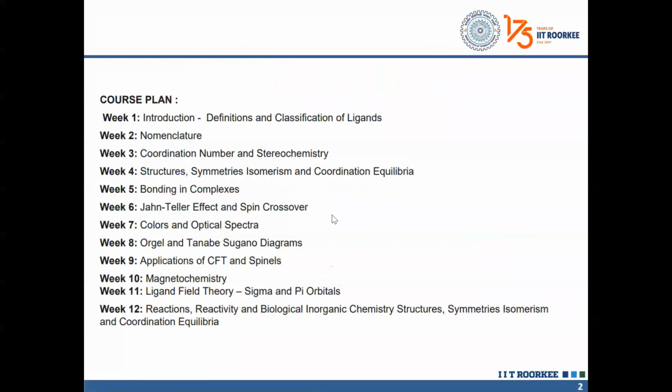The content of week 8 is related to Orgel and Tanabe Sugano diagrams. Hence, I will be discussing the problems related to these two topics. As usual, I will show you the two problems and wait for your answer, and thereafter I will explain how they can be solved, right?